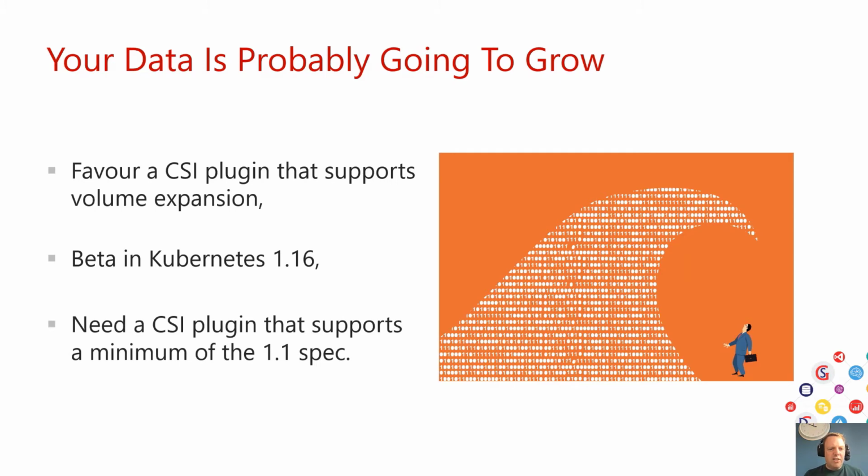You also need a CSI plugin that supports a minimum of the 1.1 spec. There's a Kubernetes CSI page on GitHub. It lists all the vendors that support this standard along with the version of the spec they support. Go and dig that out. Go and have a look at that.